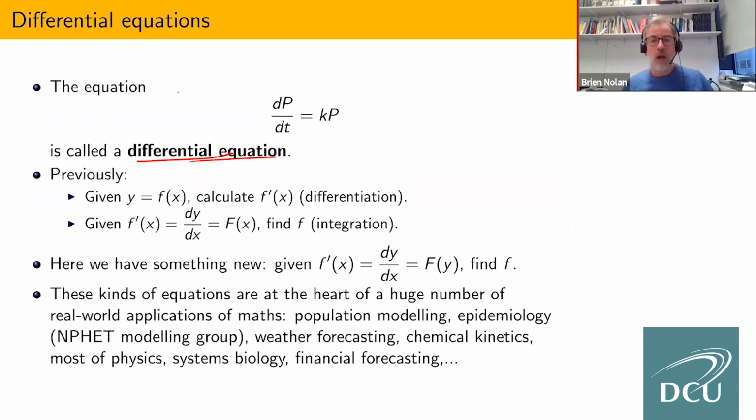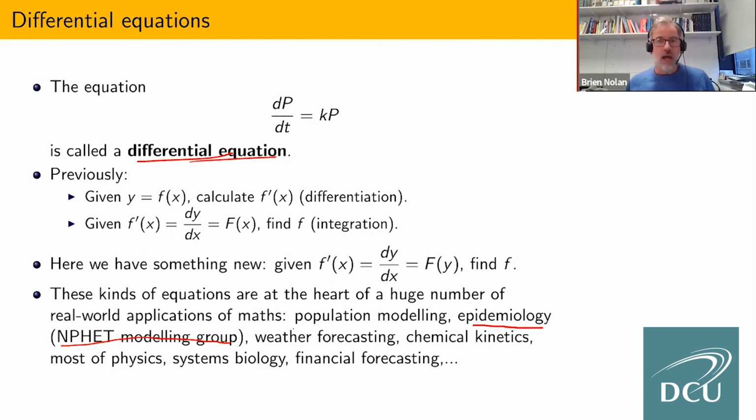Population modeling. When that population corresponds to the presence of a disease, which of course is a virus in the case of COVID, and which is some sort of living organism, more or less, well, we're into the area of epidemiology, trying to predict the spread of diseases. So you'll have heard on the news all about the NPHET modeling group chaired by Philip Nolan. This is what they're doing. That's what they do on a daily basis. They solve differential equations to predict the spread of COVID-19. Okay, so we're in that kind of territory.